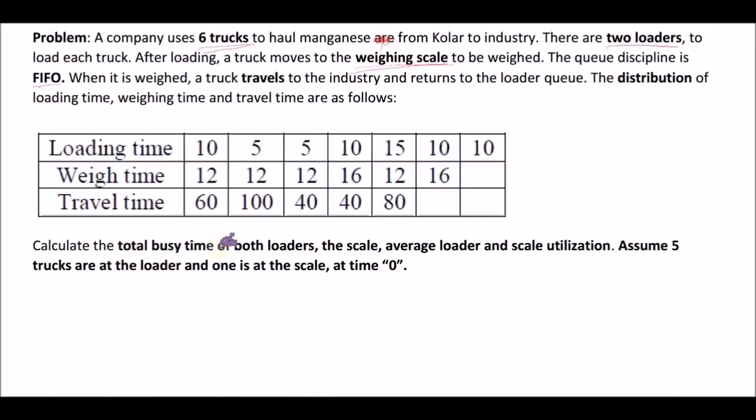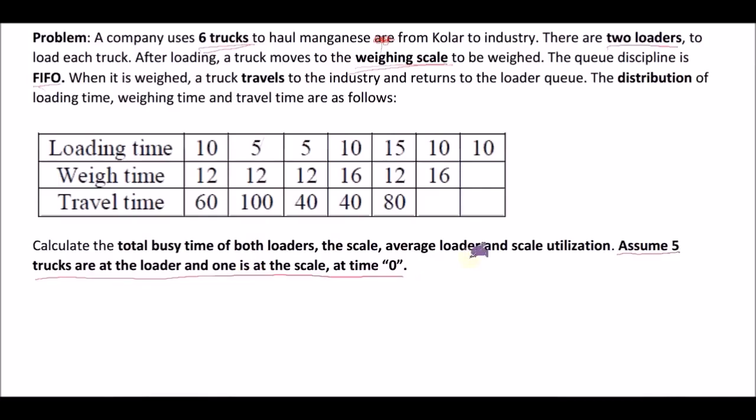What they want us to find is the busy time of both the loaders, the scale, like how much time was the loaders busy, how much time was the scale busy, the average loader busy time, the scale utilization. So we'll come to that. How do we go about arriving at these answers? But the important part in this question is actually the last line. So it says, assume that the trucks are at the loader and 1 is at the scale at time 0.